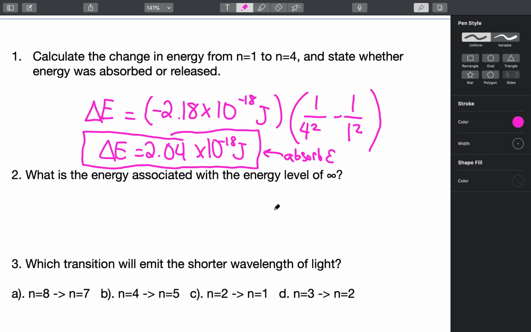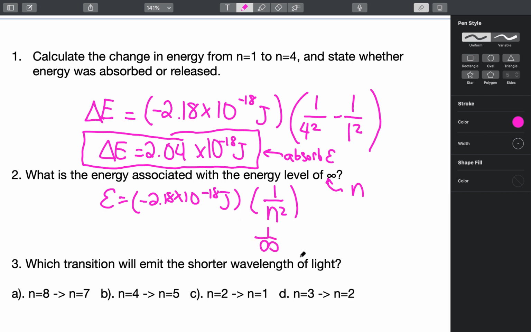So the next question asks you, what is the energy associated with the energy level of infinity? Remember that the energy associated with an energy level is equal to negative 2.18 times 10 to the negative 18th joules times 1 over n squared. That is the equation that you need to know. And you'll notice here that n is in the denominator, and this infinity is talking about n. If you put infinity in the denominator, you'll notice that this forms a limit.